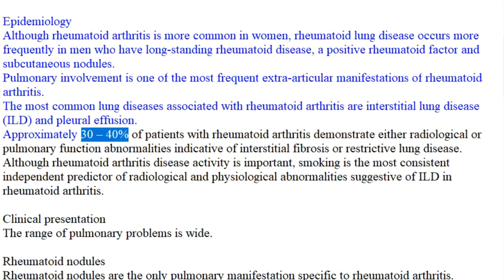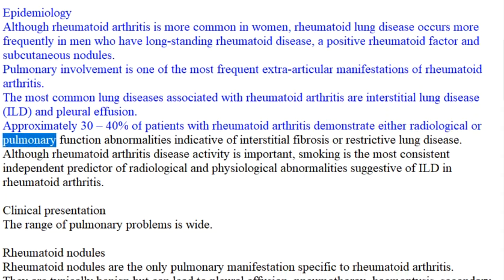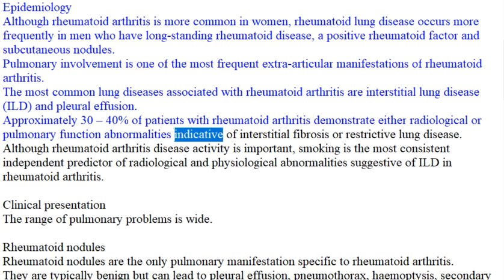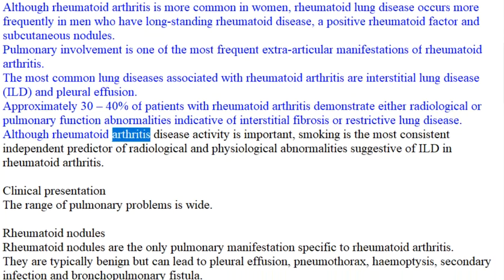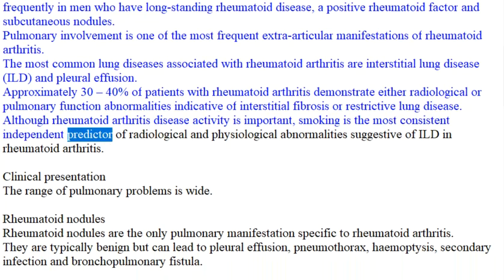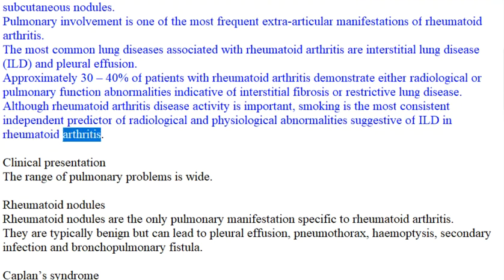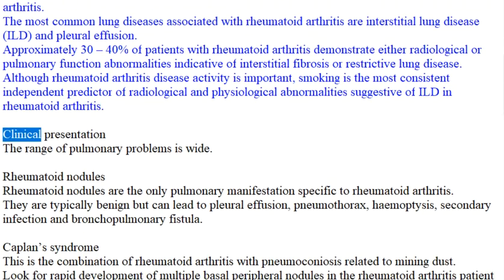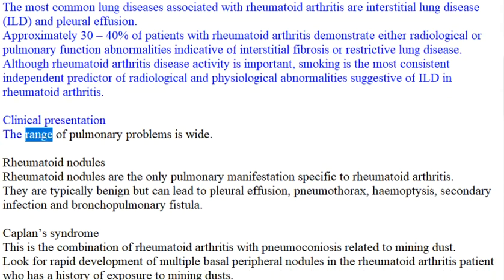Approximately 30 to 40% of patients with rheumatoid arthritis demonstrate either radiological or pulmonary function abnormalities indicative of interstitial fibrosis or restrictive lung disease. Although rheumatoid arthritis disease activity is important, smoking is the most consistent independent predictor of radiological and physiological abnormalities suggestive of ILD in rheumatoid arthritis. Clinical presentation. The range of pulmonary problems is wide.